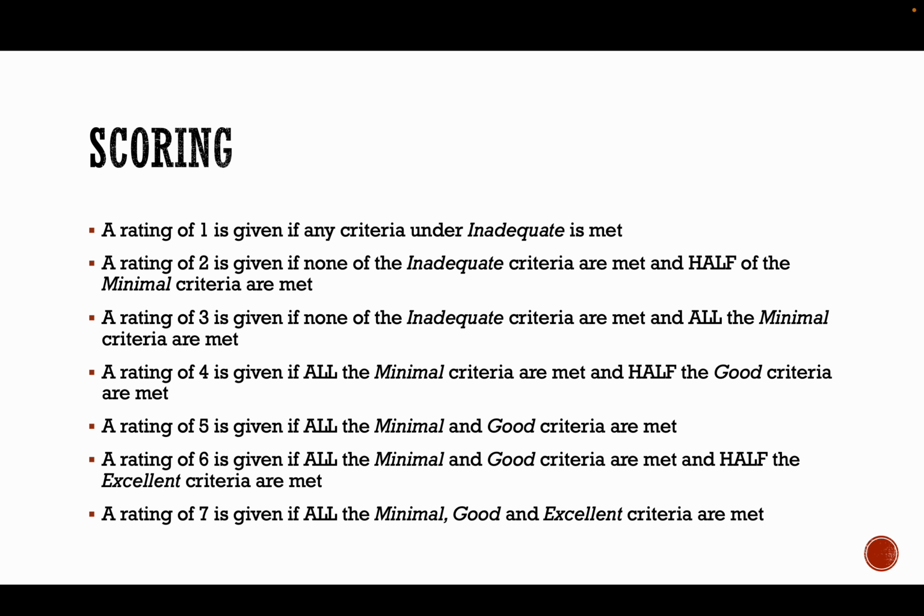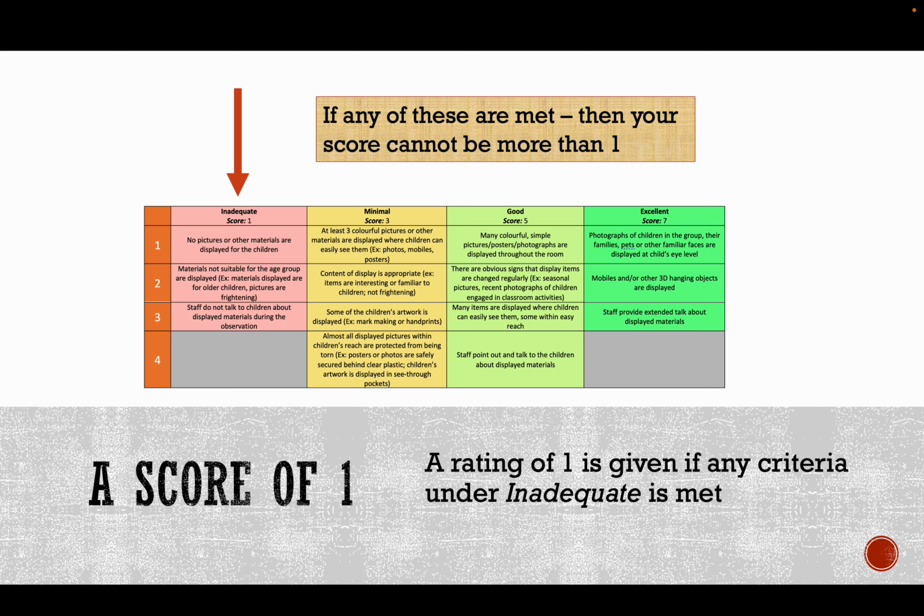A rating of 6 is given if all the minimal and all the good criteria in the item are met and half of the excellent criteria are met. A rating of 7 is given if all the minimal, all the good, and all the excellent criteria are met. And of course, none of the inadequates are met. So let's just recap that and break it down score by score.